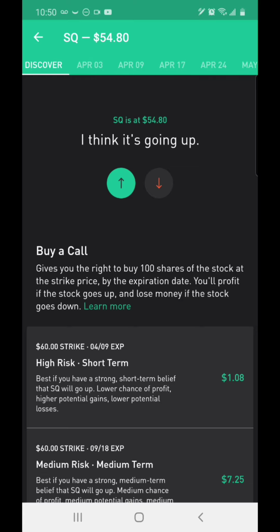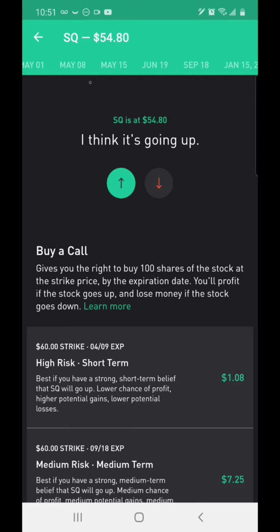Now, as you see here, we have April 9, April 17, April 24. You have 4 weeks in April. One of them, and I believe it is April 24, is the standard expiration, but the rest of them are considered weeklies. That means that they happen every week on Friday. That's when they expire.